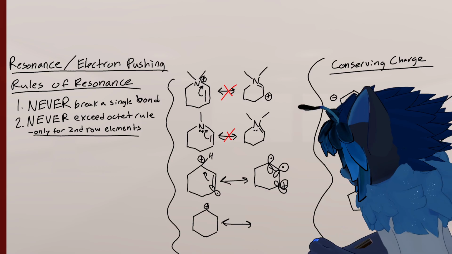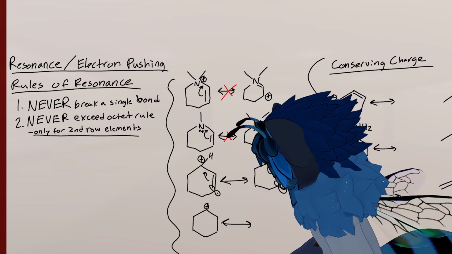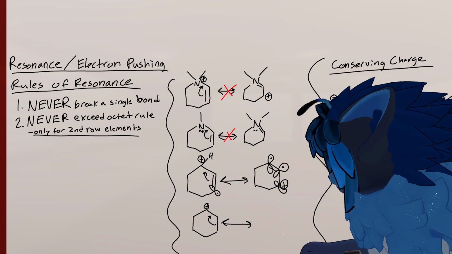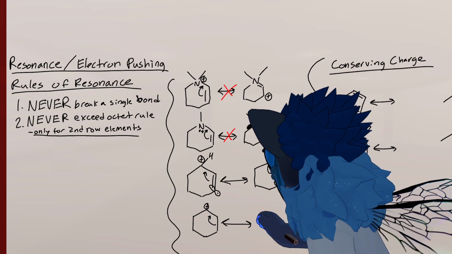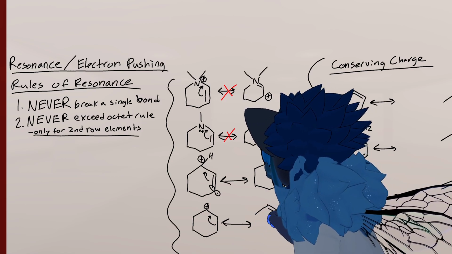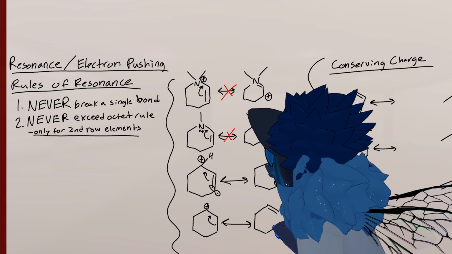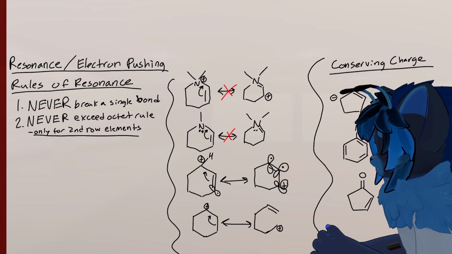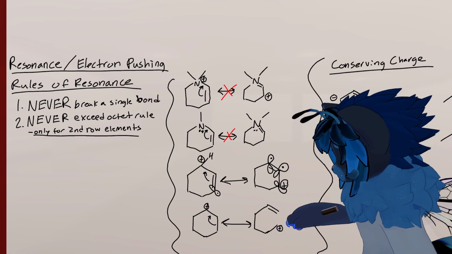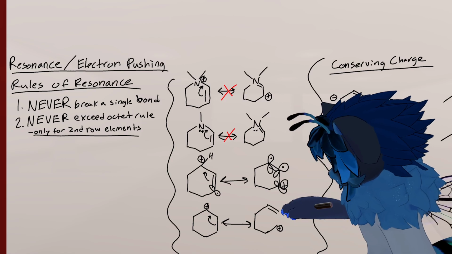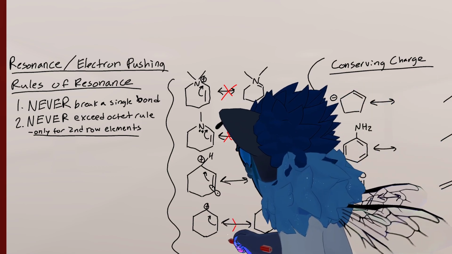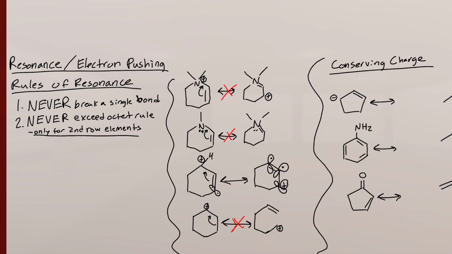Now let's talk about this bottom one. There's a positive charge on that carbon, so can't I just move this bond here? No, you cannot. Because what did we just do? We just broke the first rule of never breaking a single bond. That is not a resonance form. That is a completely different molecule. So don't do that when you're drawing resonance forms.